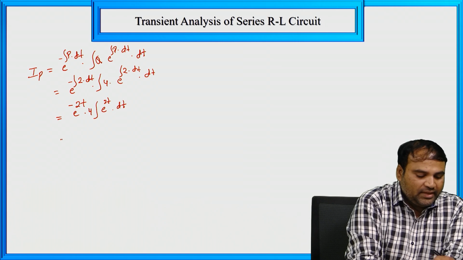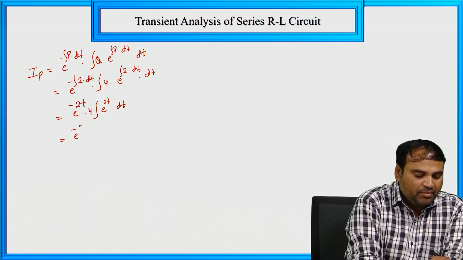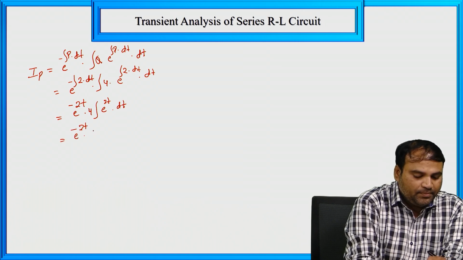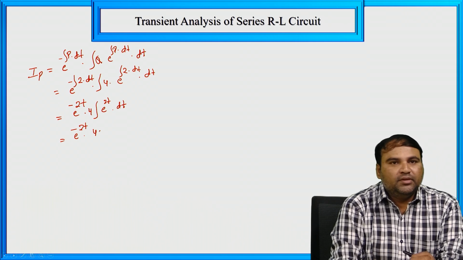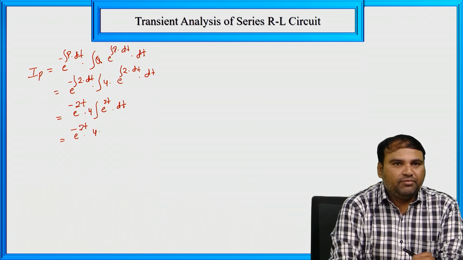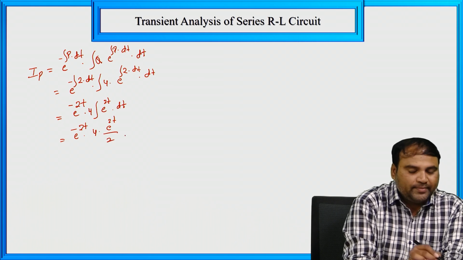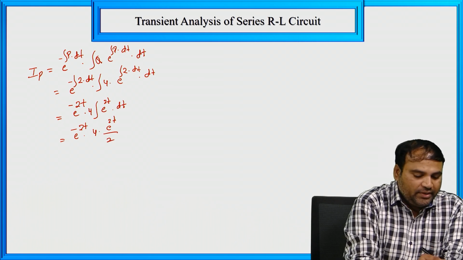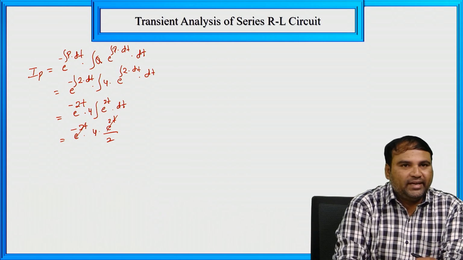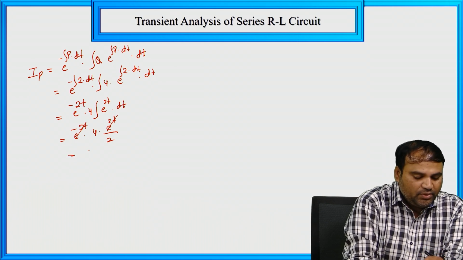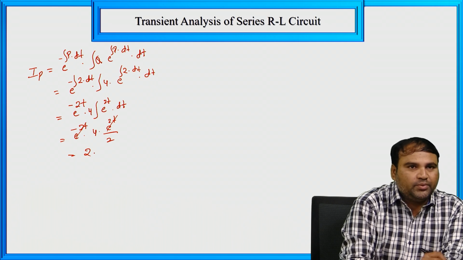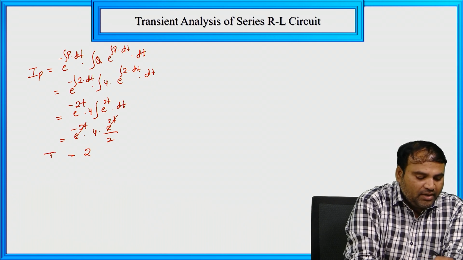Now that is equal to e power minus 2t into 4 into, so integral of e to the power of 2t dt is e power 2t divided by 2. Now e to the power of 2t and e to the power of minus 2t get cancelled, that is equal to, so 4 by 2 is 2. So here IP value is equal to 2.